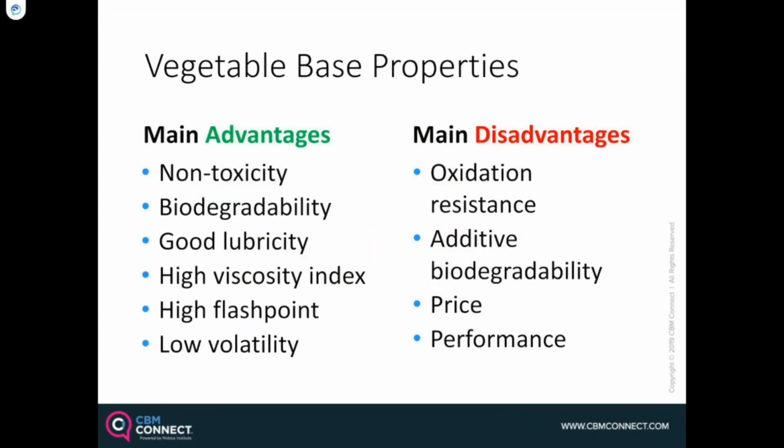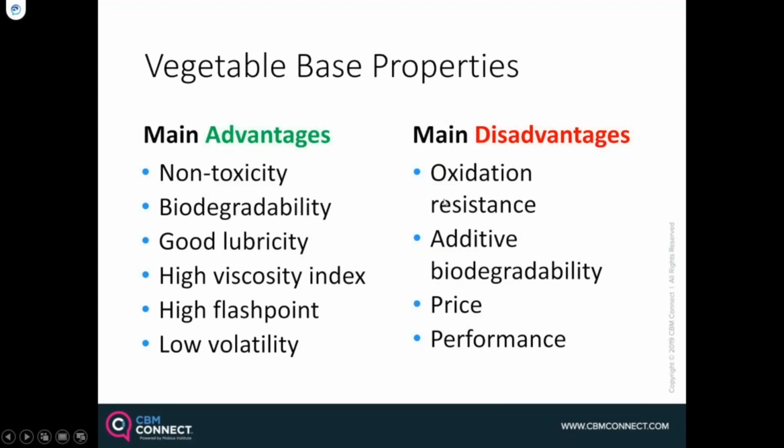The benefits of using the vegetable base stock are really summed up in those first two bullets. It's non-toxic and it's biodegradable. And as we all try to become more green, that's the balance that we're trying to strike. No one wants to use something toxic or not biodegradable, but you have to balance that against the application and what is needed to take care of the application. So those are the two main benefits of a vegetable oil.